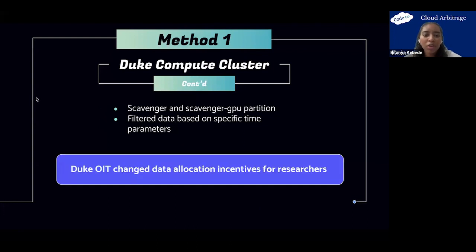The DCC is focusing on the scavenger and scavenger GPU partitions. And with the commands I talked about in the previous slide, we've been able to filter data based on specific time parameters to gather our final information. And with our preliminary information, Duke IT has been able to change data allocation incentives for researchers. So this means they've been able to offer researchers more RAM to move off heavily used partitions such as common and onto partitions that encounter less traffic. So this is helpful for everybody.